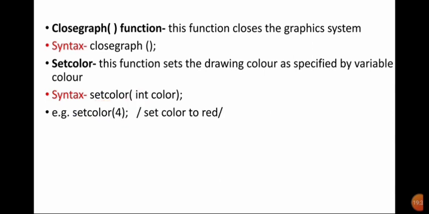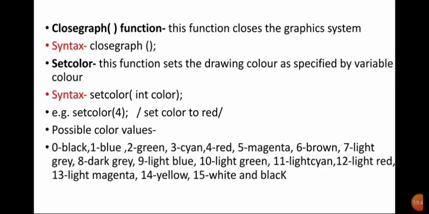So the values are like this. Let us take one example first. setcolor(4). The integer value is 4. If this instruction is used, then the color red is set. So there are color values which are fixed for C programming, and they are like this. If you use the number 0, then black color is set, 1 blue, 2 green, 3, 4, 5. So according to the number, the corresponding color can be set. Okay, so it can be set according to these possible color values.